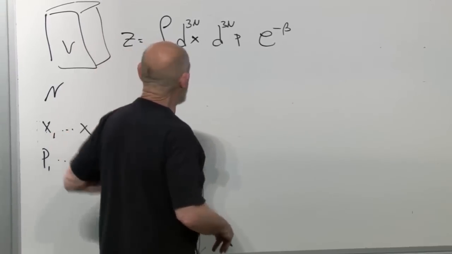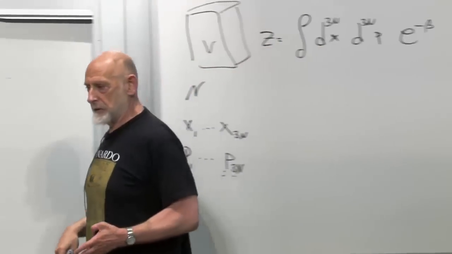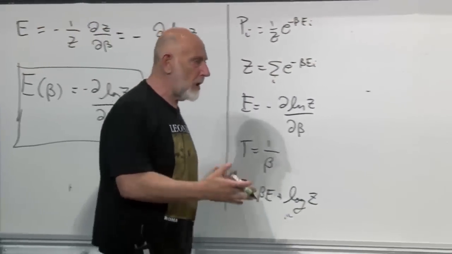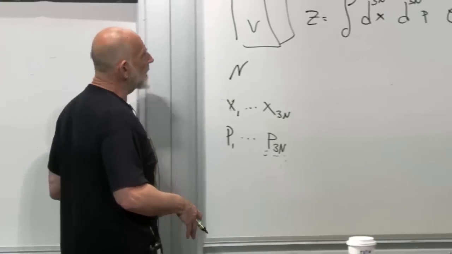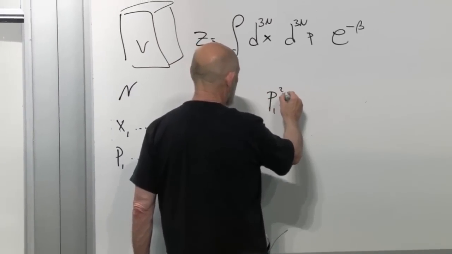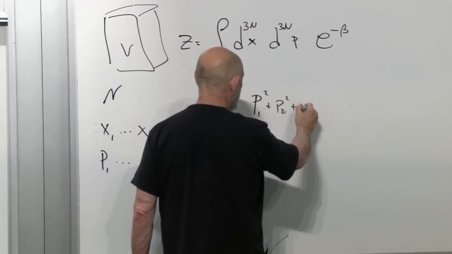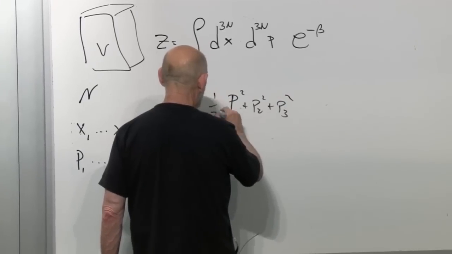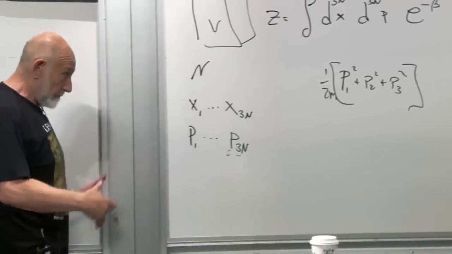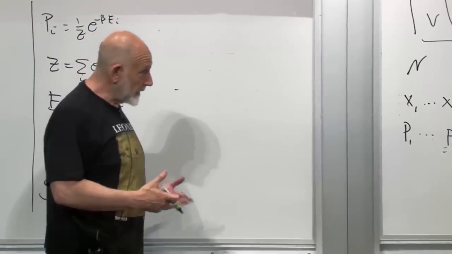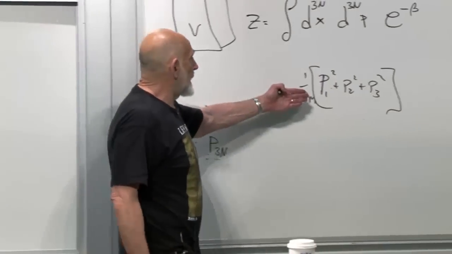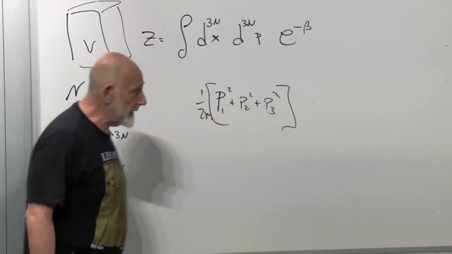What is the energy in the ith state of a particle in a box? It's just the kinetic energy. For the moment, we're ignoring the interaction between the particles. So what is the kinetic energy of a particle? It's p1 squared plus p2 squared plus p3 squared, times 1 over twice the mass of the particle. P1, P2, and P3 are the three components of the momentum, Px, Py, and Pz, so to speak. Notice the three directions of space enter in exactly the same way.